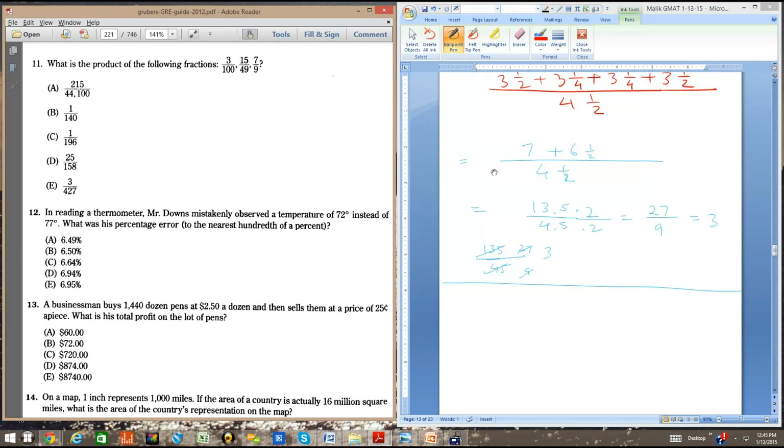When I say what is the product of the following fractions, what is the total when you add them all together? Product means multiply. Okay. Let's see. With multiplication, you don't need a common denominator, right? I mean, you can. You don't, right. So I would multiply 100 times 49 times 9. Don't do that. That's what I was trying to make sure you avoid.